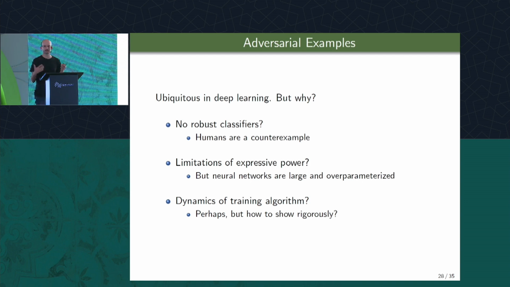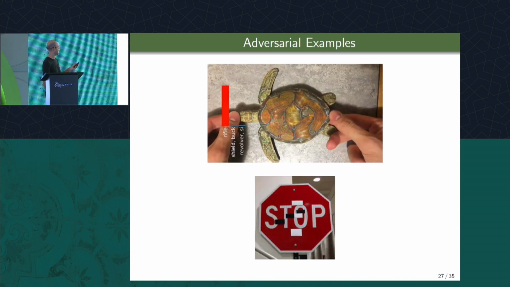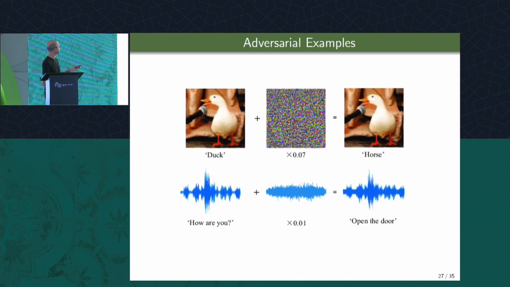So, some explanations are easy to rule out. It's not because these problems don't have a robust classifier. In the context of image recognition, we are a robust classifier. We know that this is a picture of a duck. You slightly change the pixel values, and most people won't change their prediction as a result.